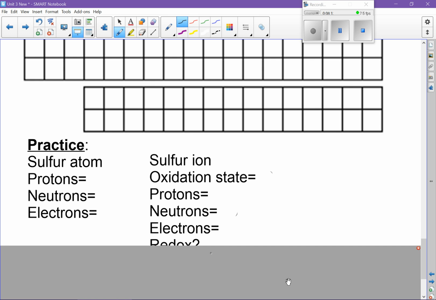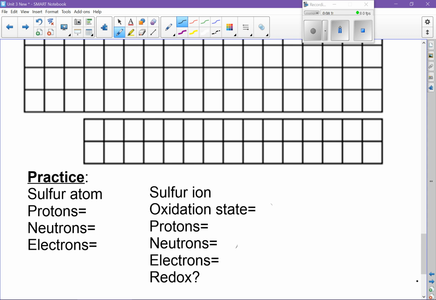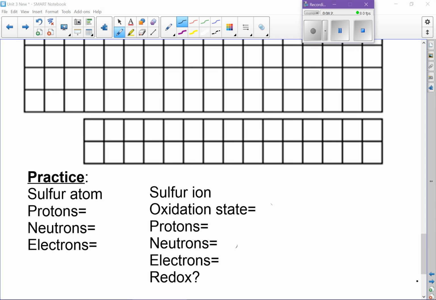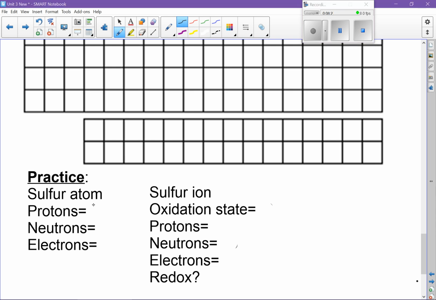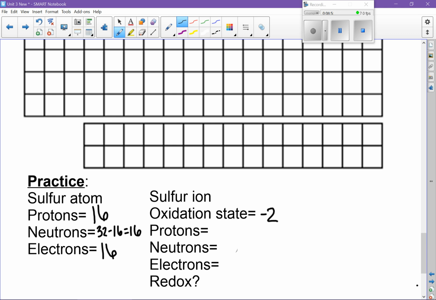Let's talk about what this means. If I think about an atom of sulfur, the atomic number for sulfur is 16, so it has 16 protons. For neutrons, remember we do mass minus protons, so it has 16. But it's possible to change the electron number. In an atom, the electrons will still be the same, but in our ion, it's going to be a little bit different. If I think about where sulfur is right here, its oxidation state based on its group is a -2. It still has the same number of protons, same number of neutrons, but the electrons have changed, and that's where that -2 charge came from.